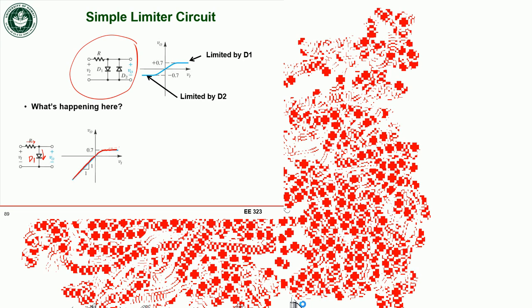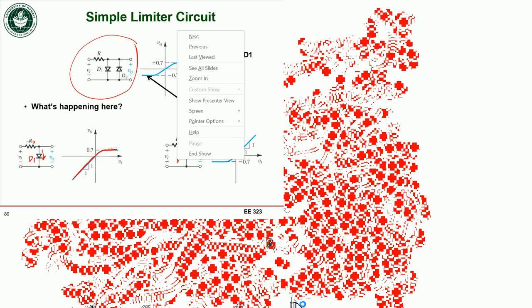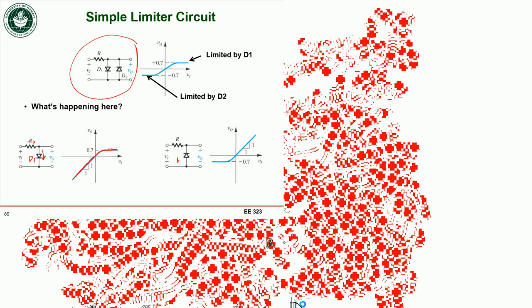So that's how you get the positive voltage limit, and then just the opposite is occurring for the negative voltage limit with diode D2. So when I combine these and get the circuit that I circled at the top, then my output will be limited to a swing of negative 0.7 volts to positive 0.7 volts, no matter what my input voltage is.